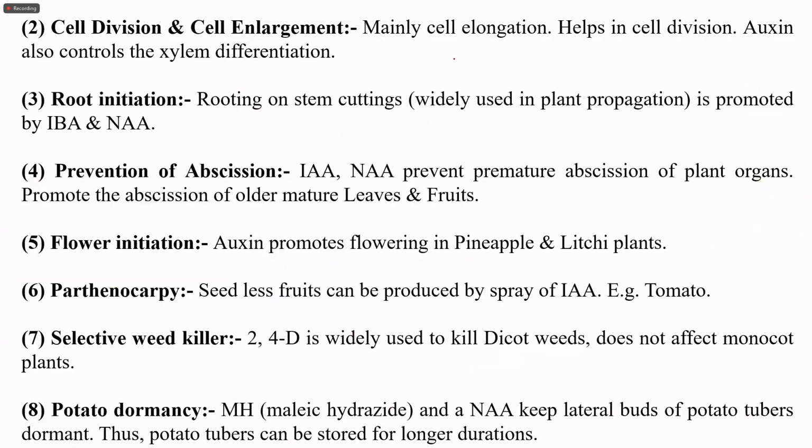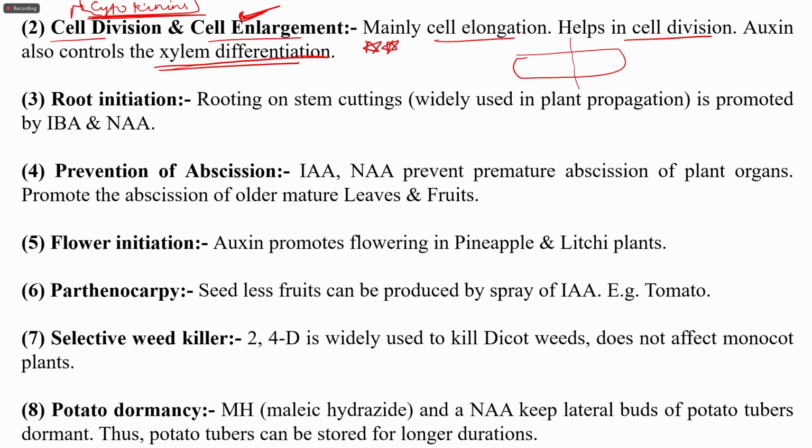The second is cell division and cell enlargement. Mainly it helps in cell elongation. Cell division is the main function of the cytokinins that we will see. Cytokinins play an important role in cell division, but usually auxin plays an important role in cell elongation. It helps in cell division because once the cell is elongated, it prepares itself for cell division, and auxin controls the xylem differentiation. These are the important points that we need to remember: it leads to cell elongation that helps in cell division, and it controls xylem differentiation.